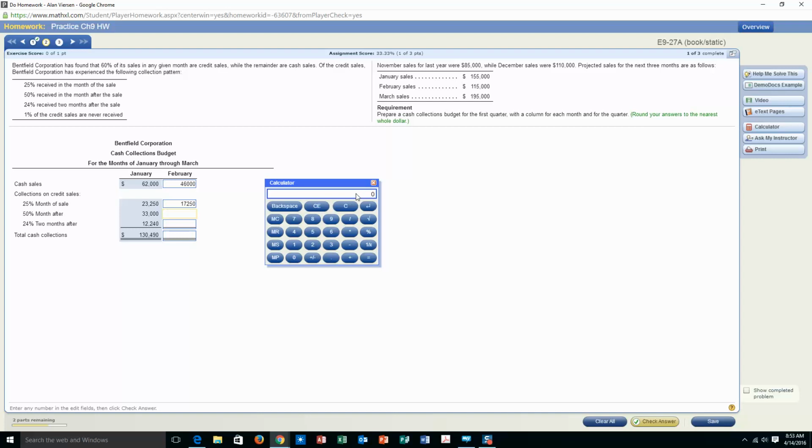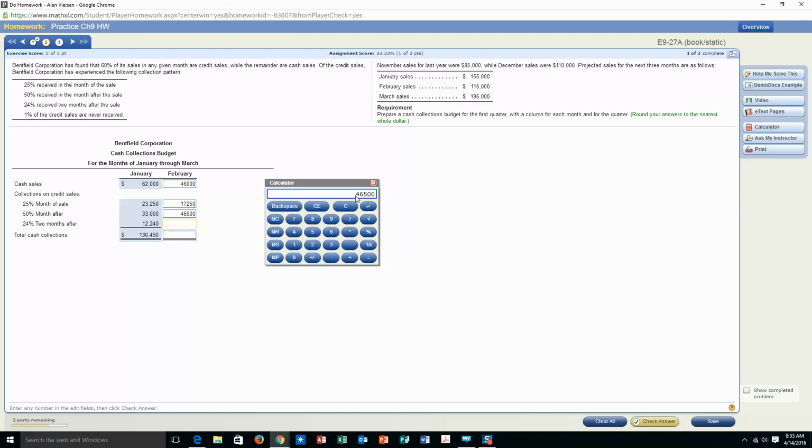Go back to January sales because it's the month after, so I go back 1 month to January sales, which was 155,000. Again, I have to multiply it by 0.6 because that's the percentage of credit sales. I multiply that by 0.5. It gives me 46,500 is the amount of cash I collected from the January sales.